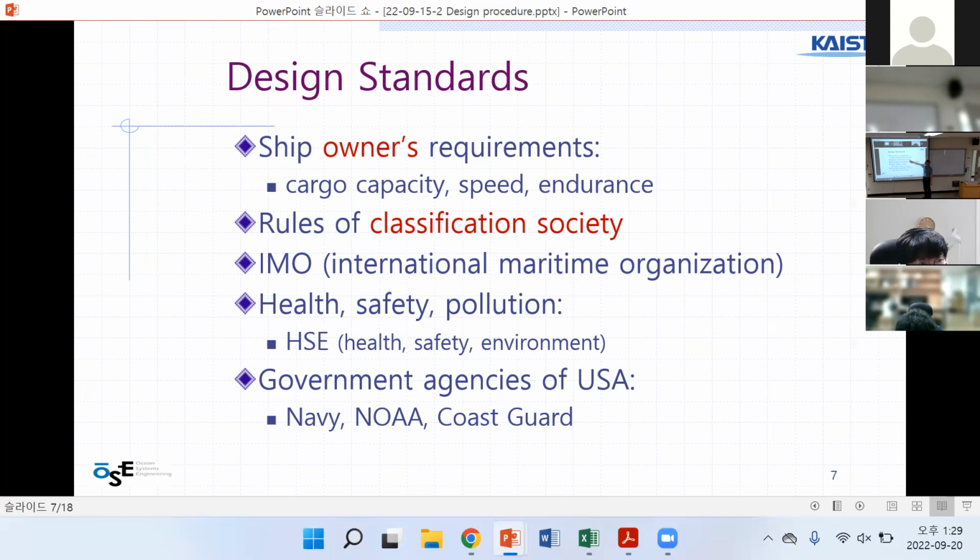Rules of Classification Society, IMO. This is an organization only for regulation: safety standards, health, safety, pollution, environment, and government agencies, something like the U.S. Coast Guard, atmospheric, and Navy.